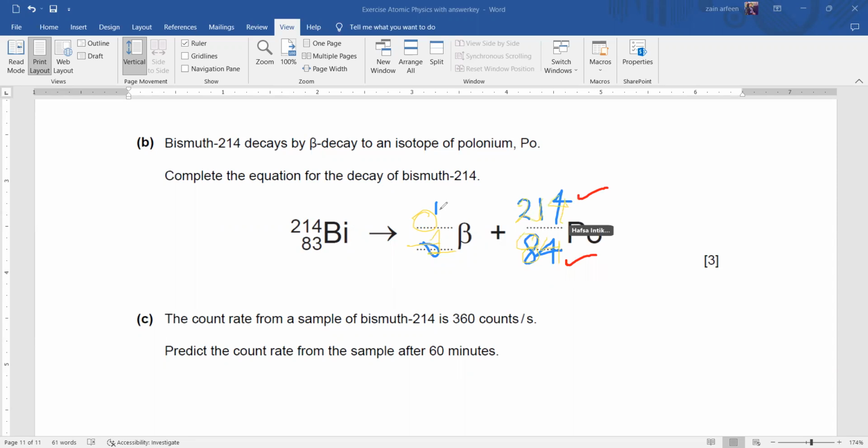The charge should be 0 and minus 1. This is not 1, 0. It should be 0 and minus 1. That's 0 as the nucleon number for the electron.